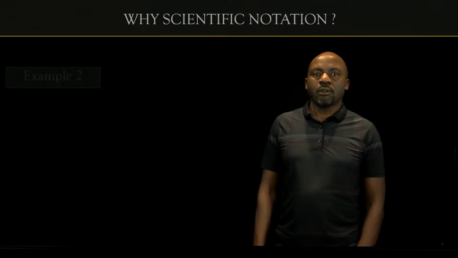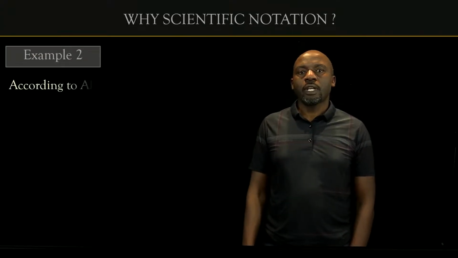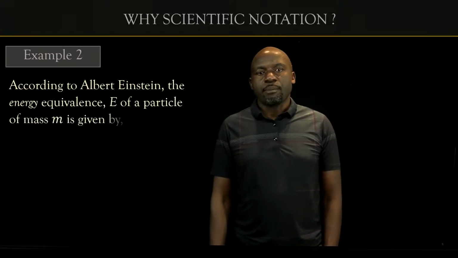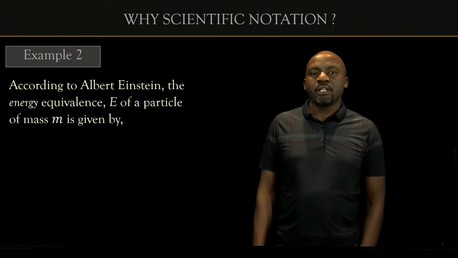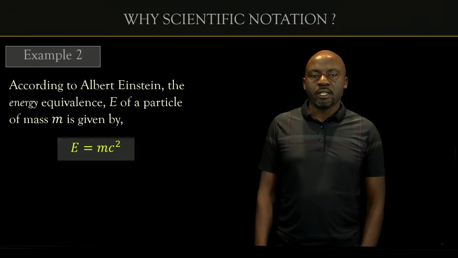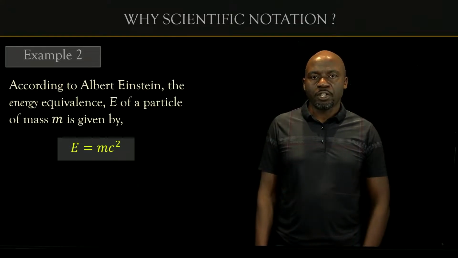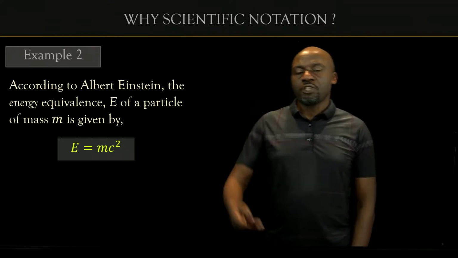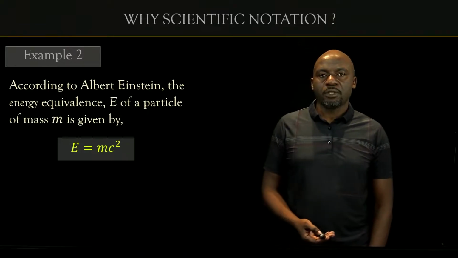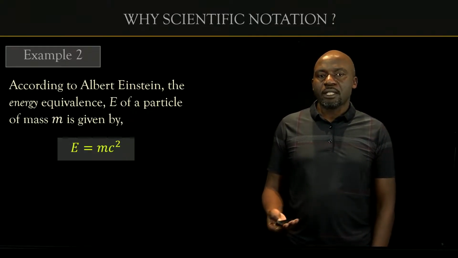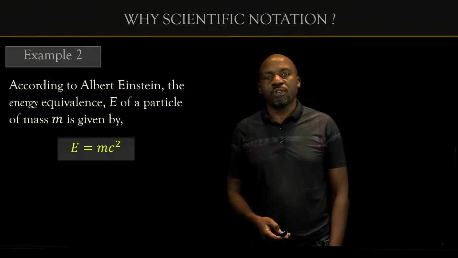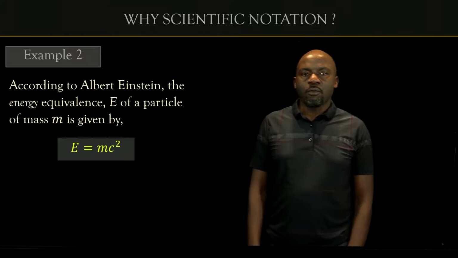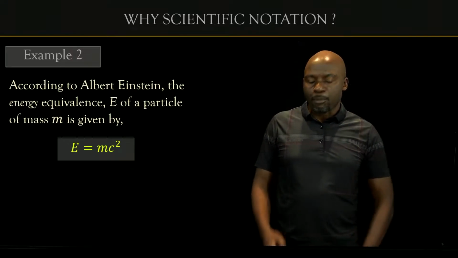Here is another one. This is going to be our example 2. According to Albert Einstein, the energy equivalence of a particle of mass m is given by E = mc². This is a famous equation that I believe all of us probably know, even if we don't know what it means. It is the equation that relates the mass of a substance to its energy. Mass and energy are considered to be equivalent, as you will study in physics, hopefully later in MYP 5 or in the Diploma Programme.